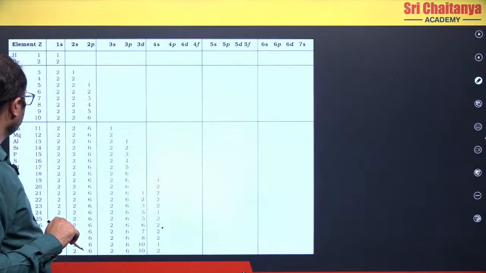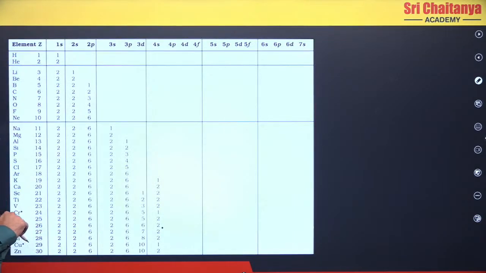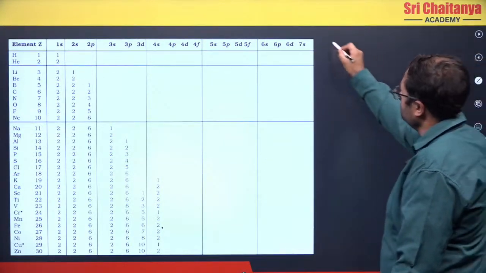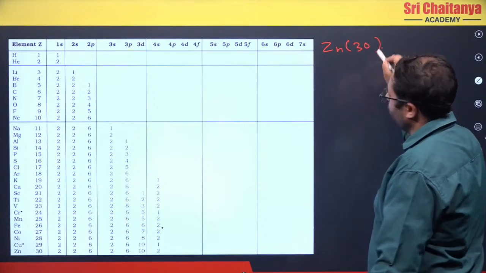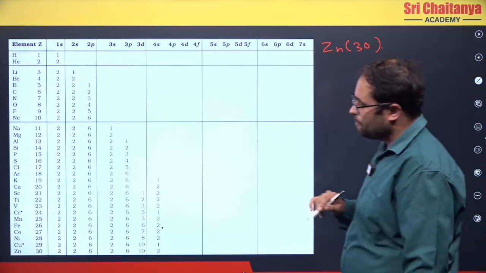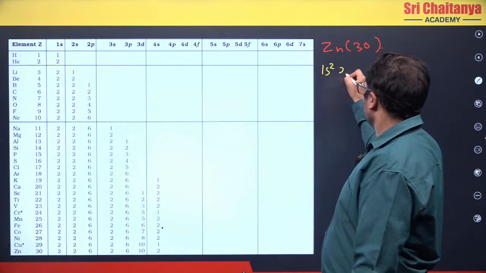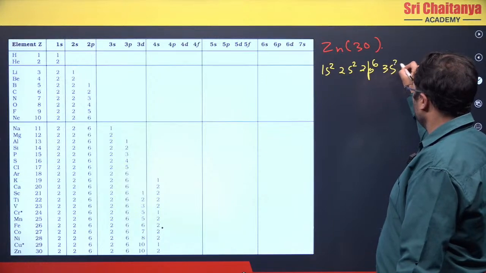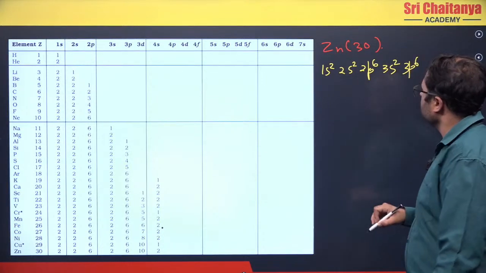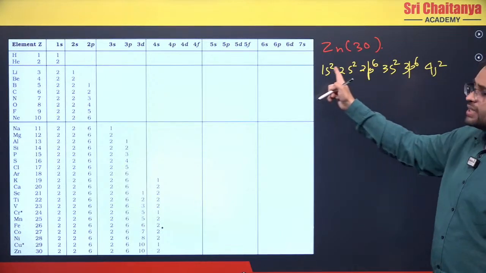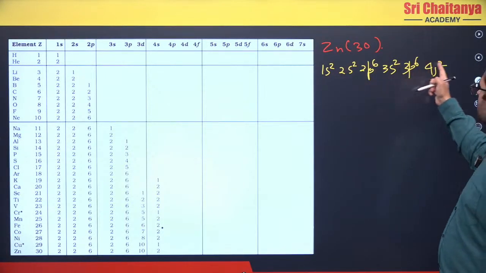We have a little less time, so I'll go directly to the configuration. This is zinc. So if I take zinc's electronic configuration, which is atomic number 30, how will we fill it? So 1s2, 2s2, 2p6, right? 3s2, 3p6. 4s2, right? How much is it over? 6 plus 4, 10 plus 4, 20.